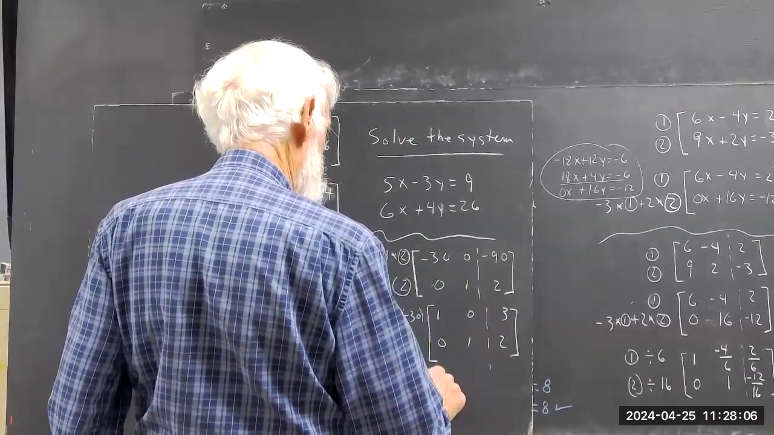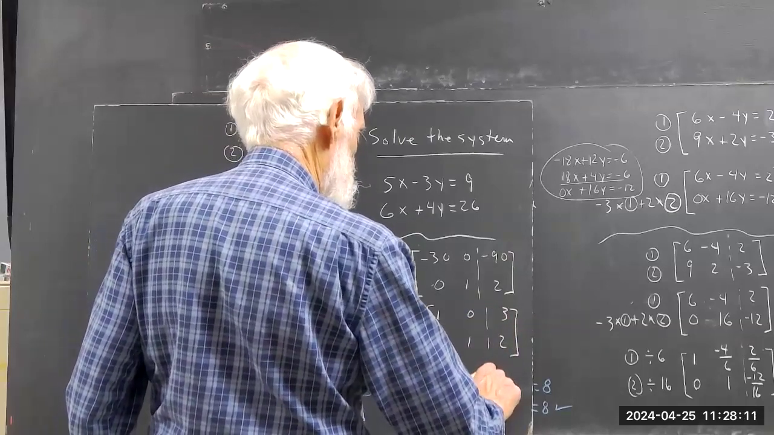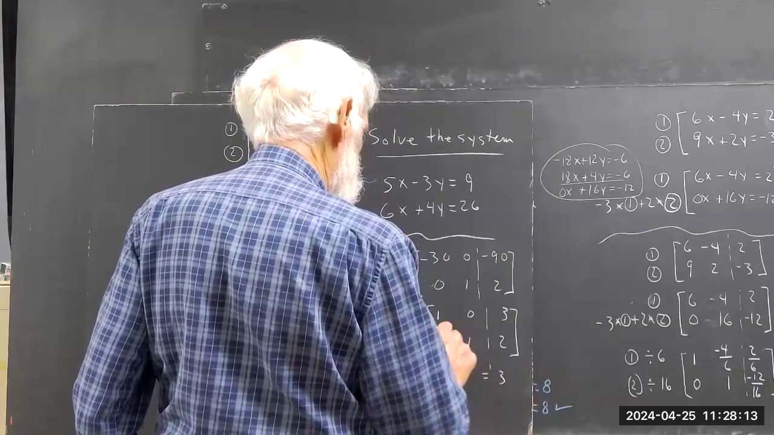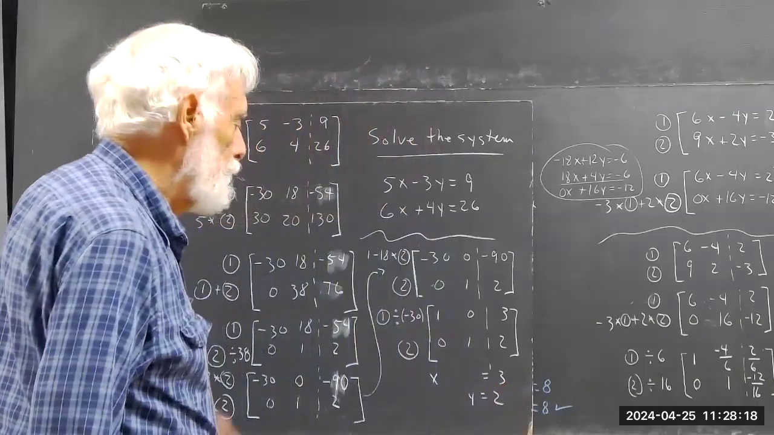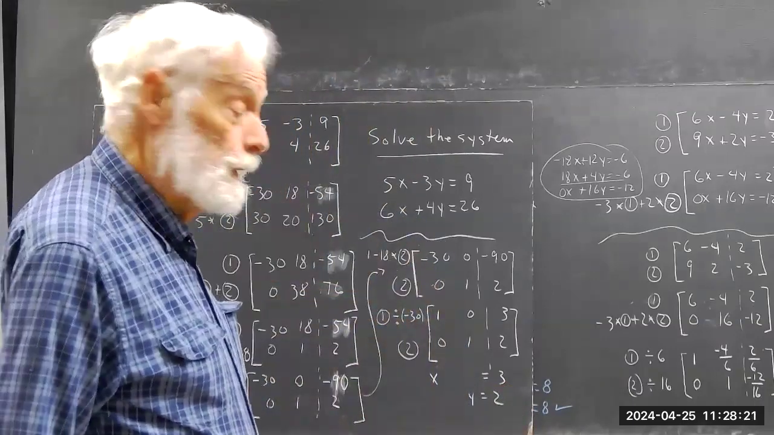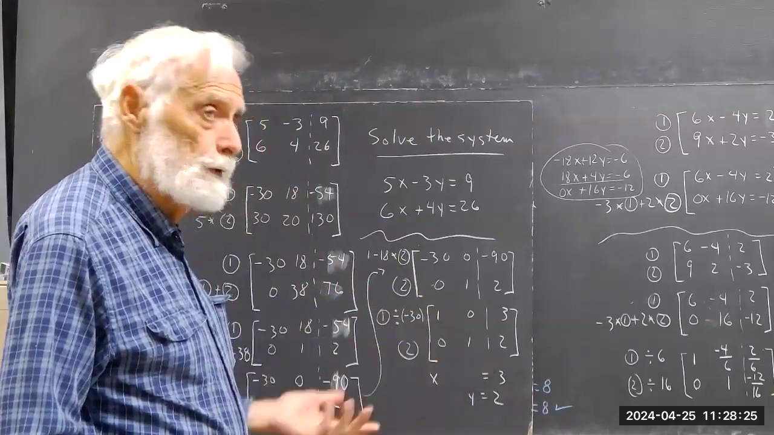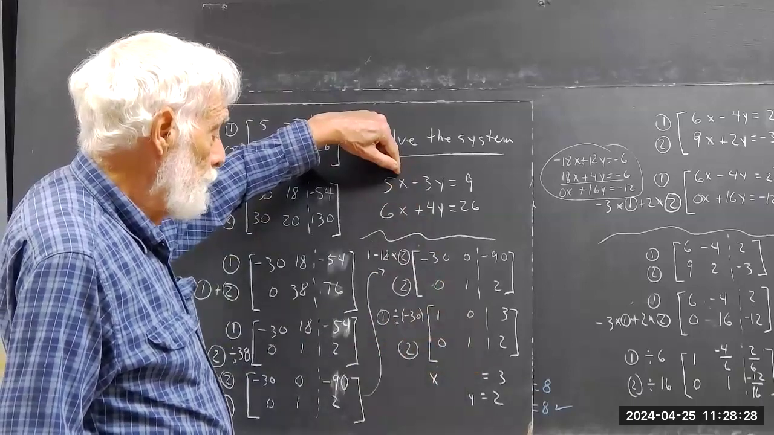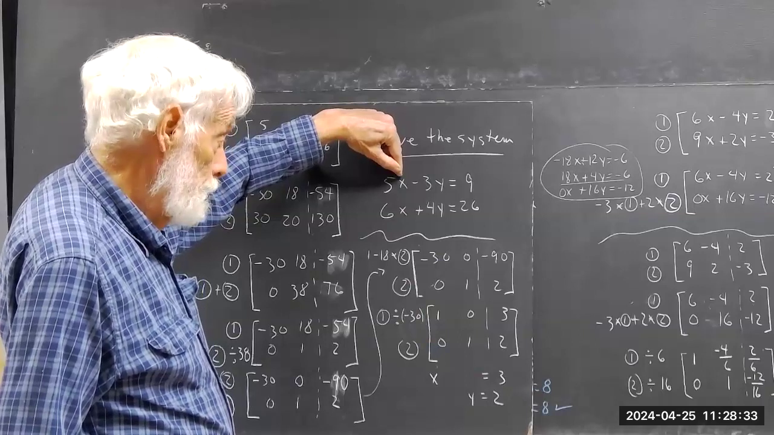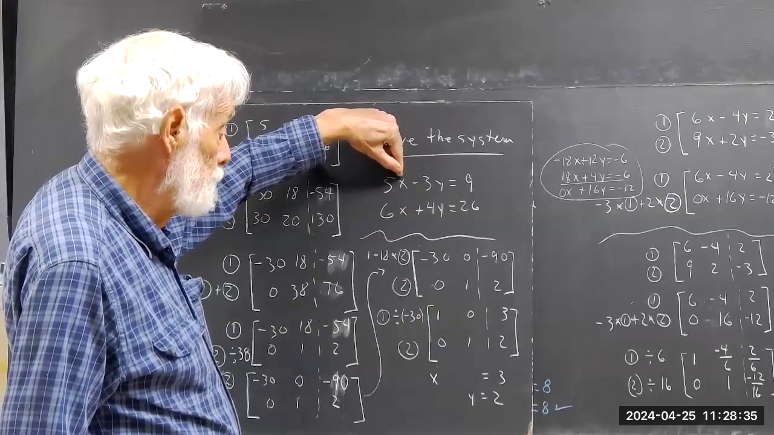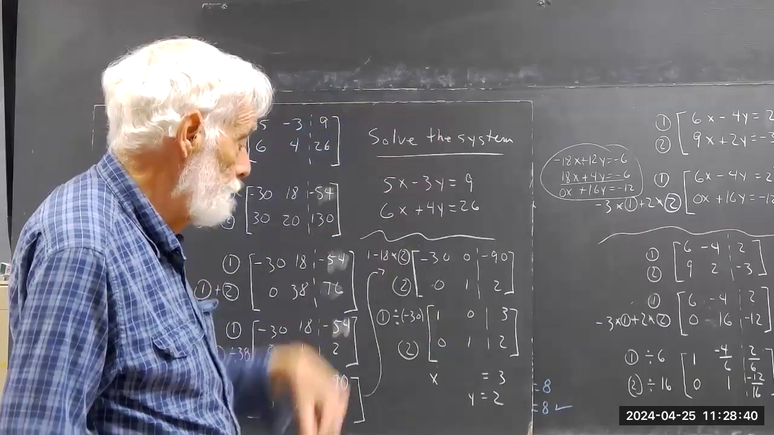Row 1 then tells me that 1x equals 3. There's no y, so I get x equals 3. Row 2 tells me y equals 2. Then I can check that back in the original equation. Now, I'm not going to write that out just for purposes of time, but you should do this. We replace x by 3, we replace y by 2. We get 15 times 3, and 5 times 3 is 15. 3 times 2 is 6. 15 minus 6 is 9.